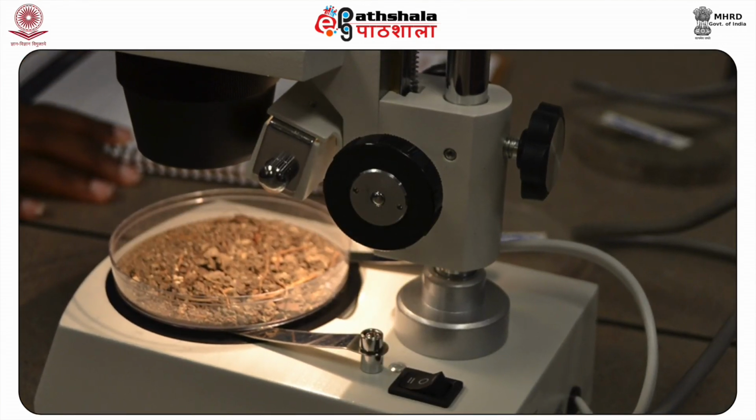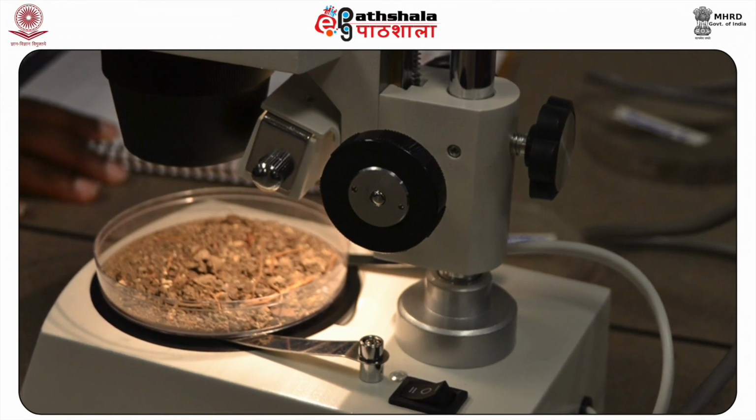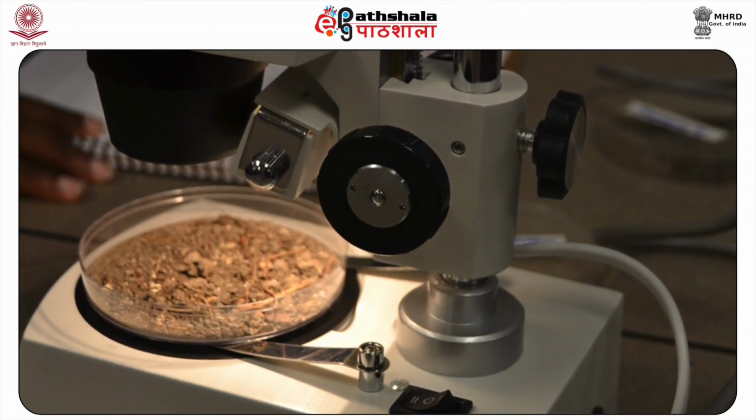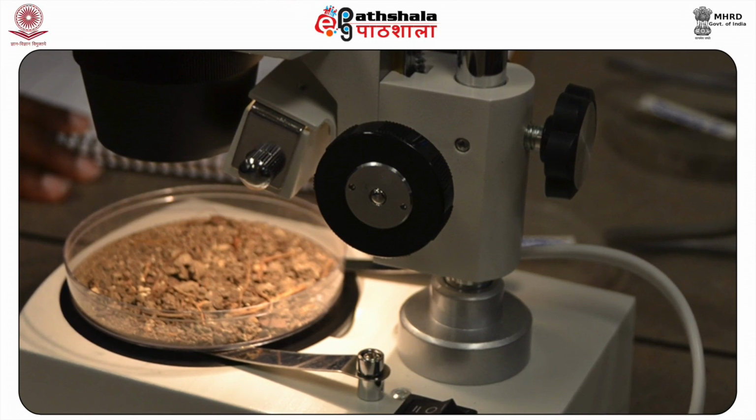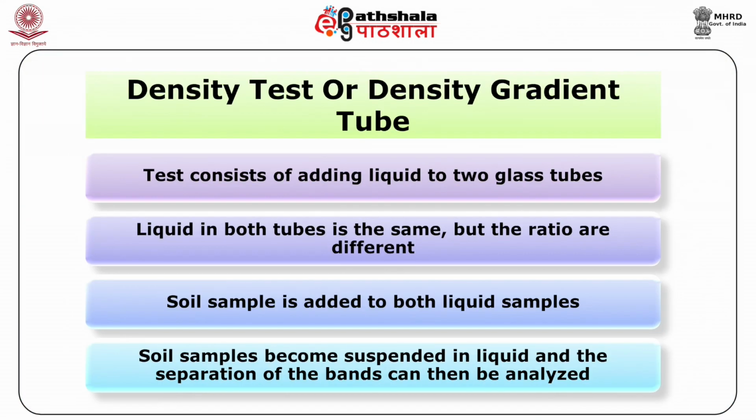Analysis. To examine the samples, the examiner will first do the microscopic analysis so as to perform testing of the mineral content of the soil. Another test used for identification of the origin of soil is the density test. The density test is called the density gradient tube.